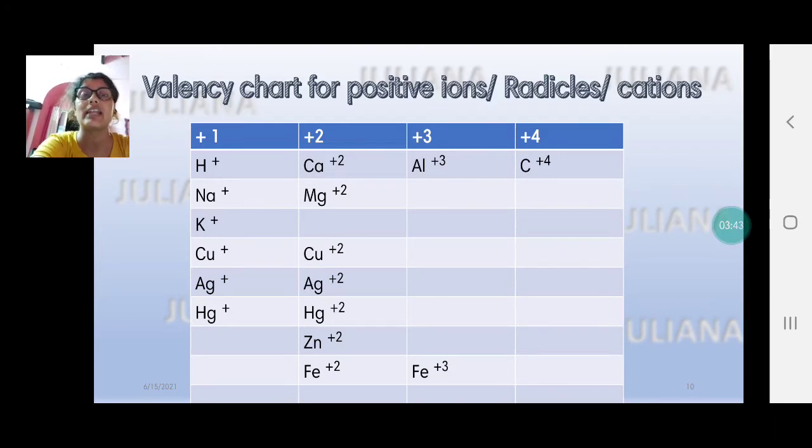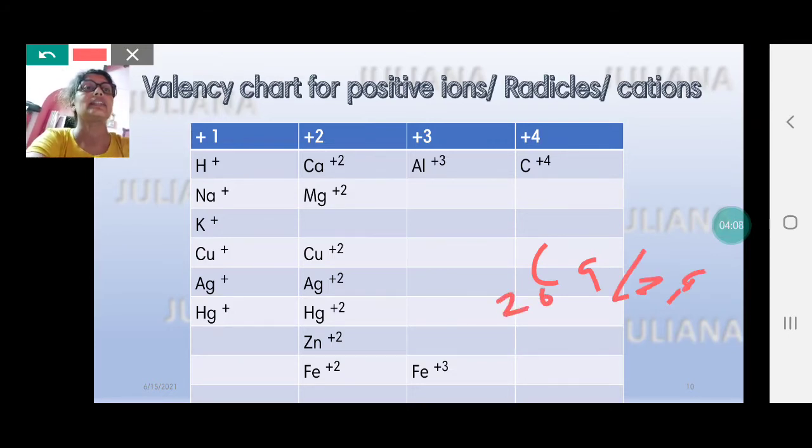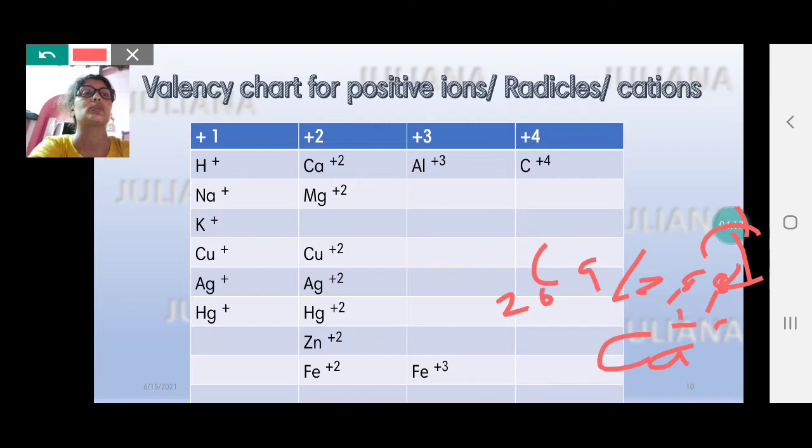So +1 valencies are hydrogen, sodium, potassium, copper (cuprous), silver (argentous) and mercury, Hg (hydrargyrous). Now calcium shows +2 valency. Why does calcium show +2 valency? Calcium has atomic number 20, so the configuration is 2, 8, 8, 2. So it has 2 electrons which it can donate, thus forming Ca +2 and not +1. Sodium had only 1 valence electron, so it forms Na +1.